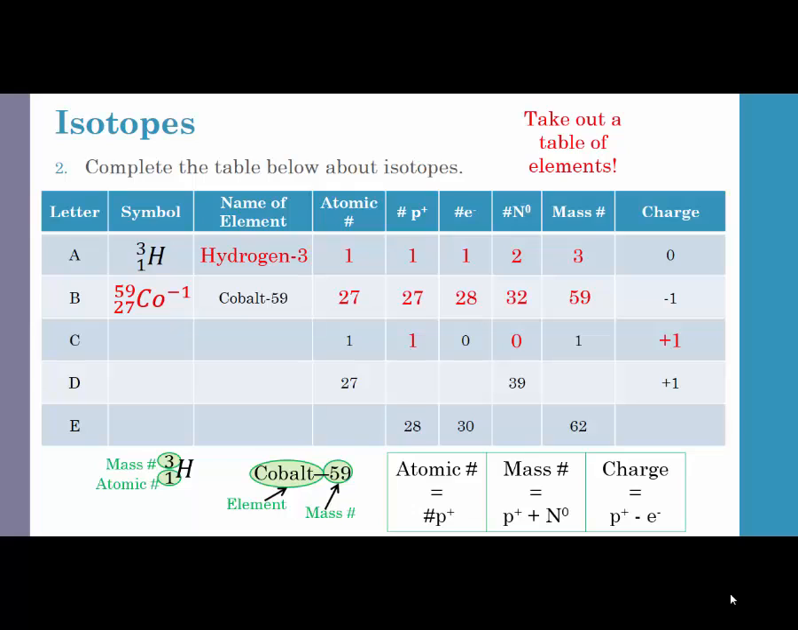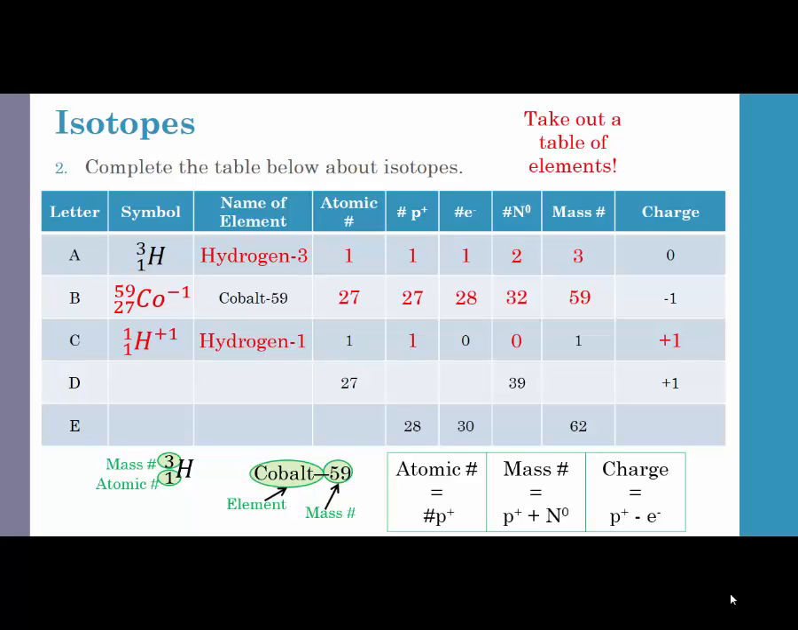If I look at the number of electrons and the number of protons, I see that I have more protons than electrons, so this will have a positive charge. 1 proton minus 0 electrons gives you a charge of plus 1. So I already know that this is hydrogen 1 with a mass number of 1.